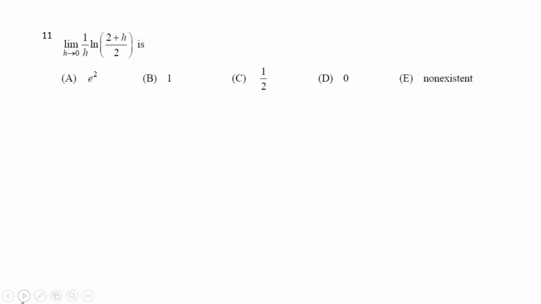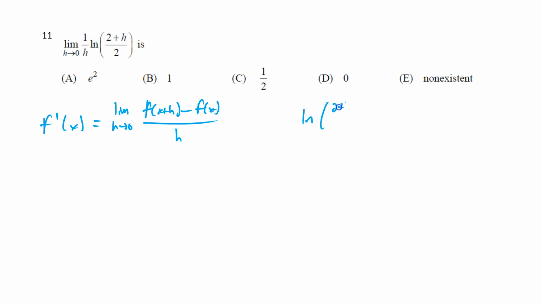All right, number 11. Limit as h approaches 0, 1 over h ln of (2 plus h) over 2. Now, we've seen this enough that this probably should smell like a derivative to you at this point. It's not quite in the same form that we're used to seeing, right? We know that f prime of x is equal to the limit as h approaches 0 of f of x plus h minus f of x, divided by h, right? It doesn't quite look like that. Let's write this a little bit differently, though. So what we have here is ln of (2 plus h) over 2, divided by h, right? If I just slide the whole thing up and multiply it by 1 there.